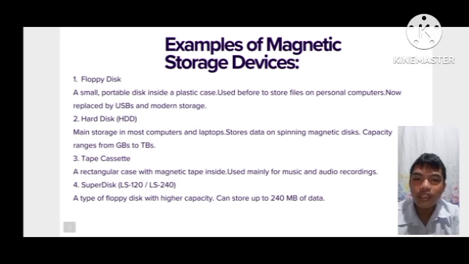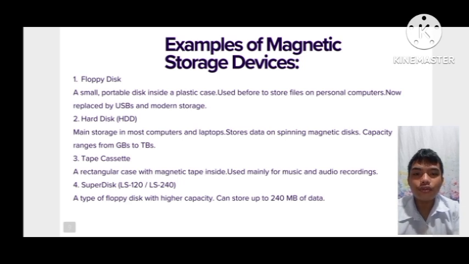Next, we have the hard disk or the HDD. Main storage in most computers and laptops, it stores data on spinning magnetic disks. Capacity ranges from GBs to TBs, or gigabytes to terabytes. So, hard disk drives remain the main internal storage for computers due to their large capacity.